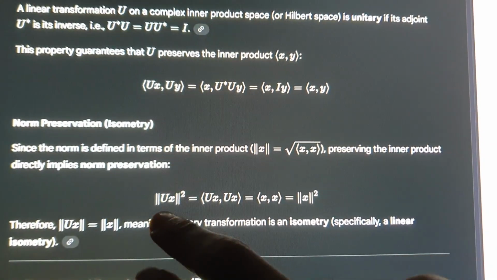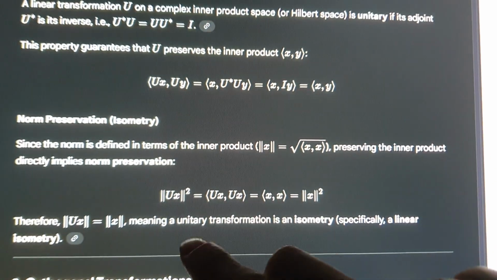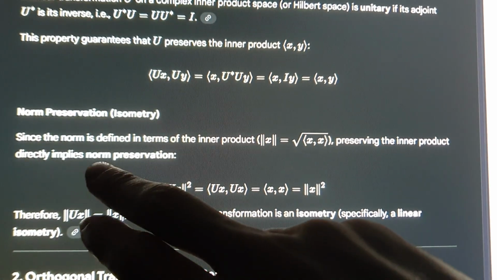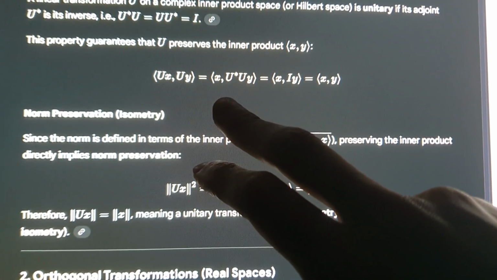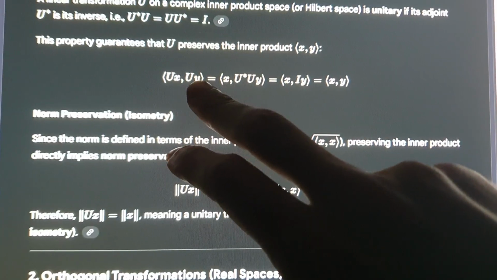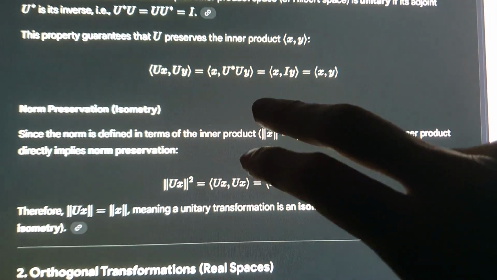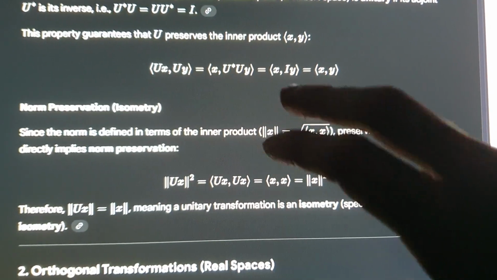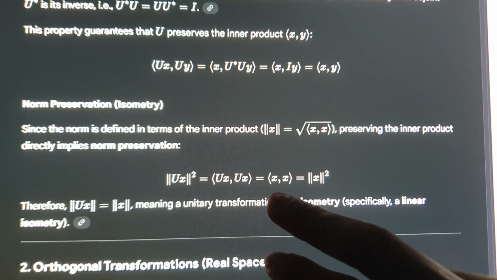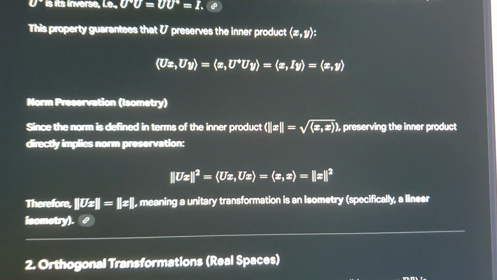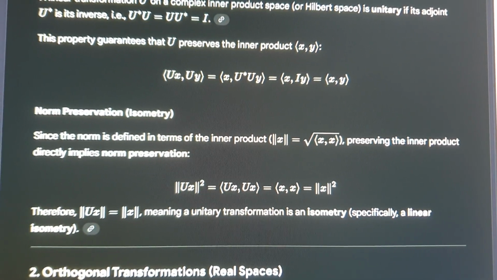From that we can also understand that a unitary transformation is an isometry because it preserves norms. It's the same idea as with the inner product, where the norm is defined by the inner product of the vector with itself. So if we take the inner product of a vector with itself, with the same idea of how we showed this, it will also hold for norms. Therefore, a unitary transformation is also an isometry, namely it preserves norm.